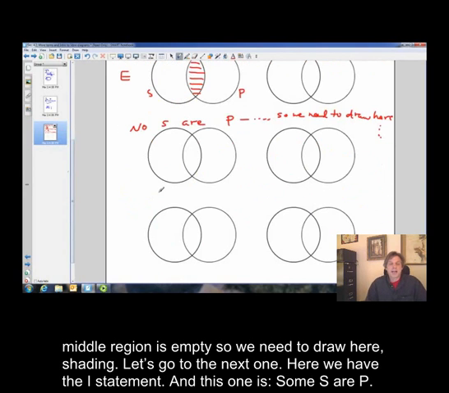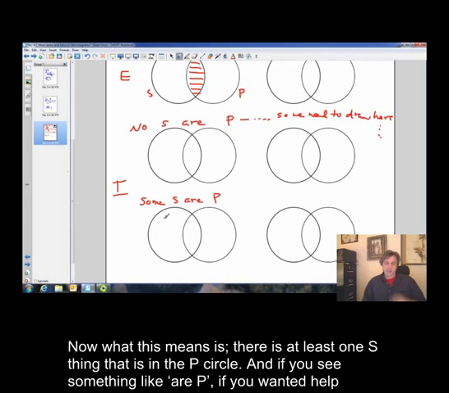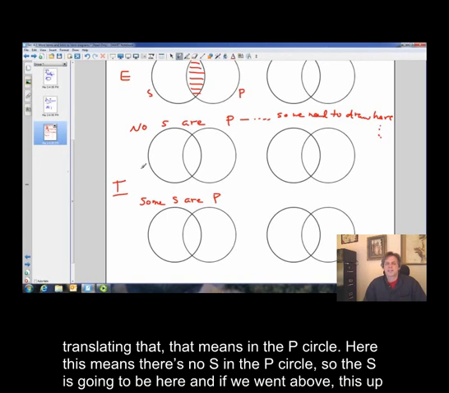Here we have the I statement. Okay? I. And this one is some S are P. Now what this means is there is at least one S thing that is in the P circle. And if you see something like R P, if you wanted to help translate that, that means in the P circle. Here this means there's no S in the P circle. So the S is going to be here.